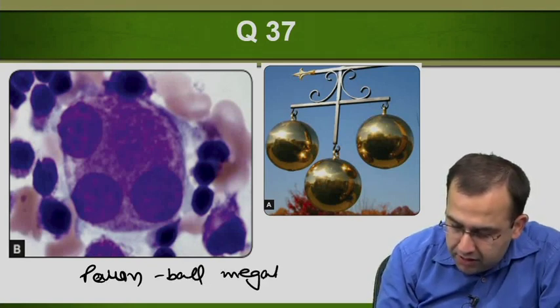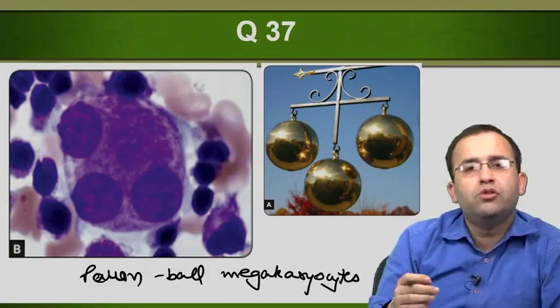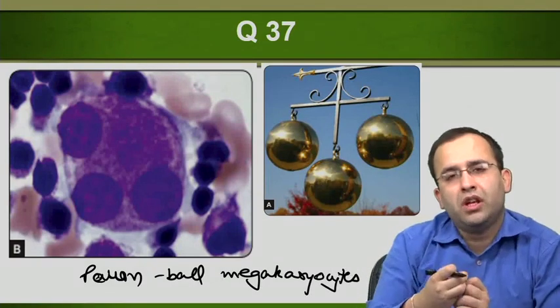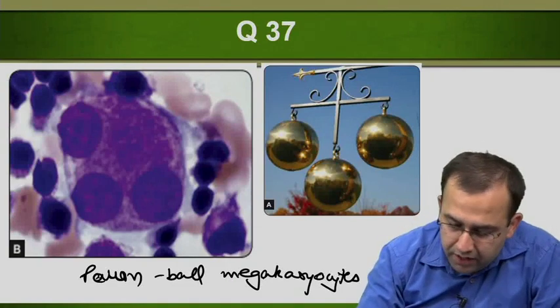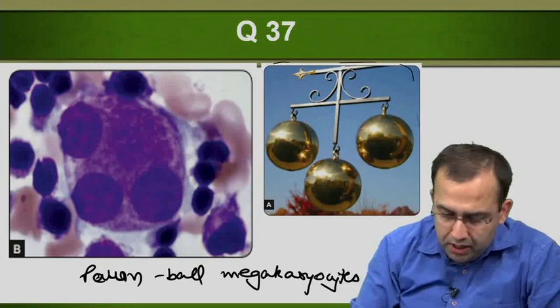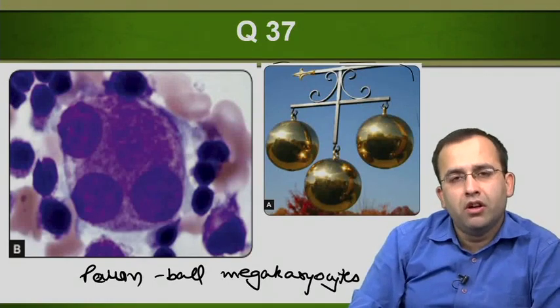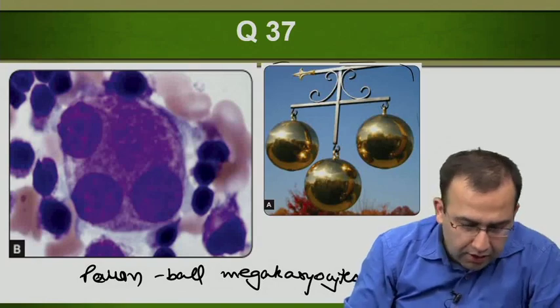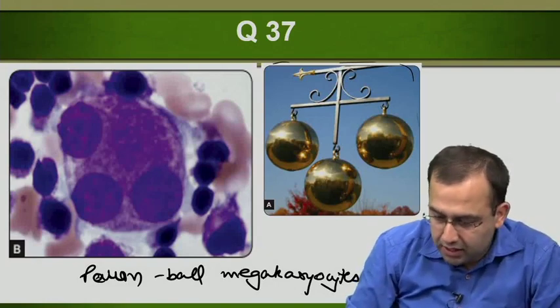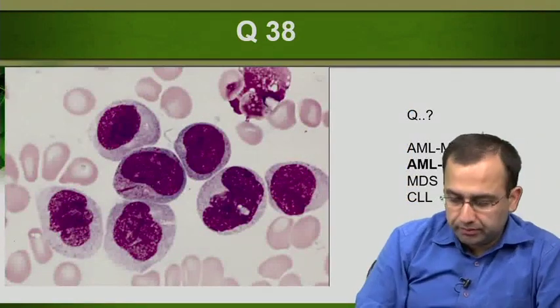Pawn ball megakaryocyte. In the West, if somebody was short of money, they used to go to the pawn shop, that is, you keep this stuff over and they give you money. They used to have this symbol on their shop. The pawn ball megakaryocyte is hypolobated in nature. It has fewer lobules, fewer nuclear segments. Hypolobated megakaryocyte is seen in MDS.